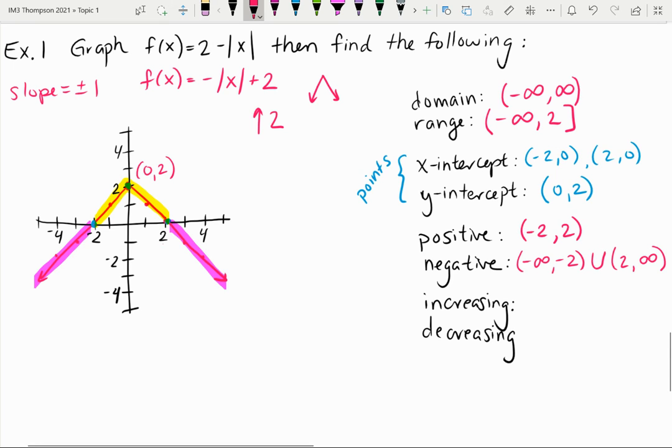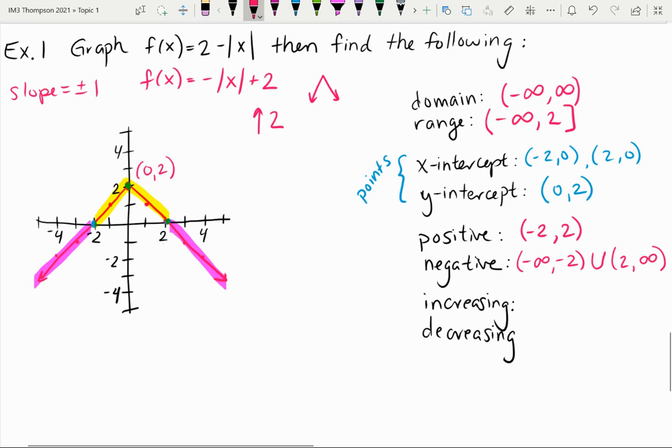Increasing and decreasing. Increasing is going up as you walk across the graph to the right. So I always enter left to right, just like I read a book. So I walk on this graph, up, up, up, up, up, up, up. That's increasing. Down, down, down, down, down, down, down. That's decreasing. So what is this interval?